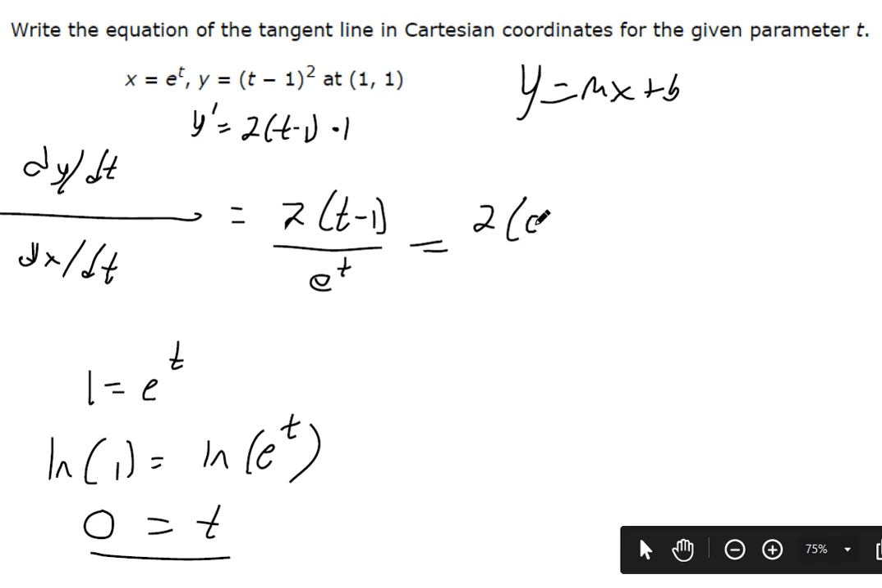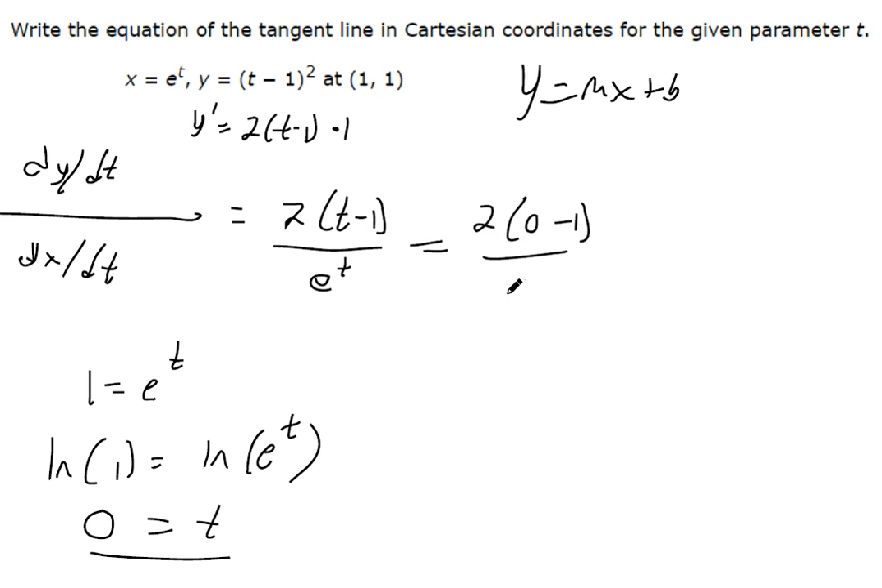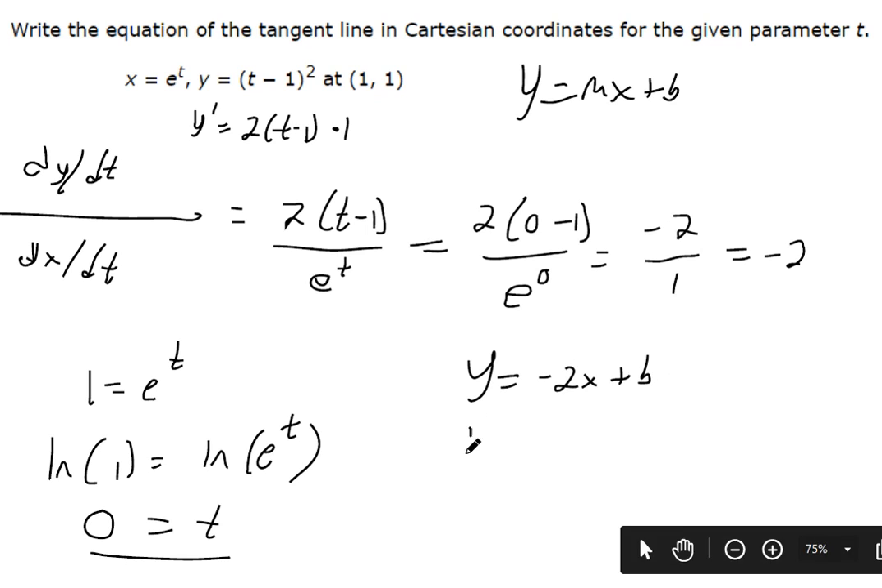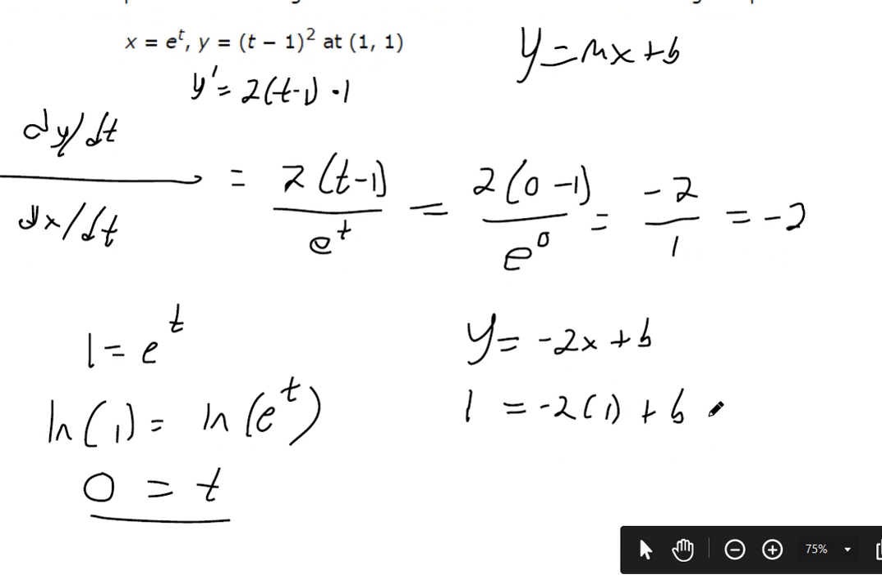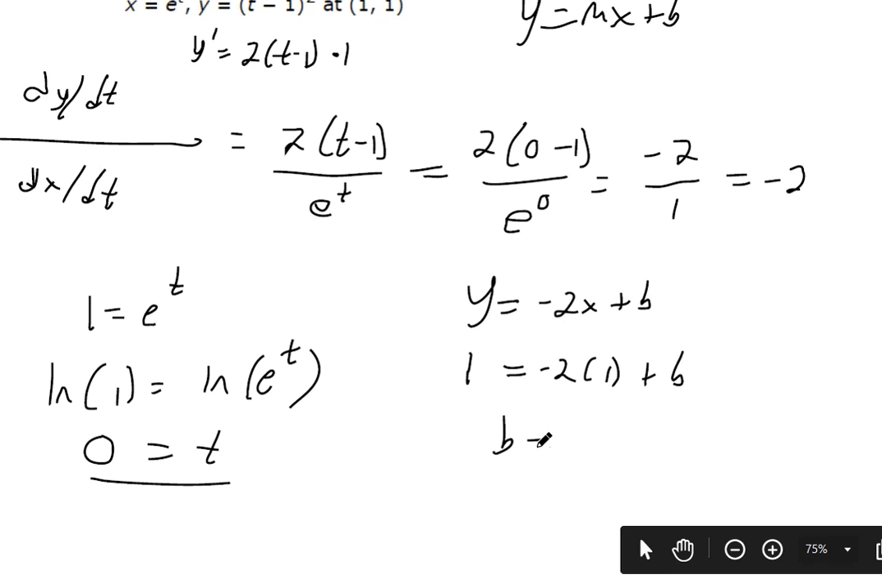If you plug in 0 in for t, let's see, that's going to be 2 times -1, it gives you -2, and then e to the 0 is just 1. So we found out the slope at this point is -2. So y equals -2x plus some constant b. This is just where you would do what you did in an algebra class before, plug in 1 in for x and plug in 1 in for y. So it looks like we get b equals 3. So that means our full equation of the tangent line is y equals -2x plus 3.